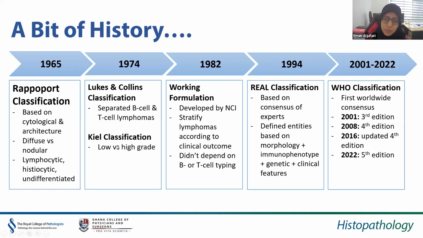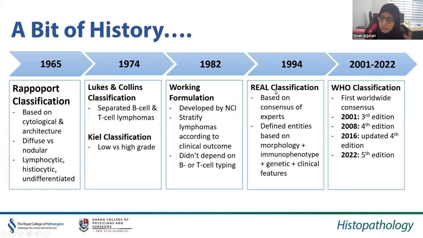The Kiel classification was more of a success in Europe, while the Lukes and Collins classification was not so much accepted in the US. That's why in 1982, the National Cancer Institute tried to do the Working Formulation classification. They stratified lymphomas as low, intermediate, or high grade based on the clinical outcome. But they didn't include immunohistochemistry in their classification, and that's why it needed more workup.